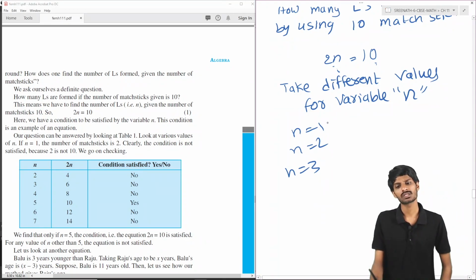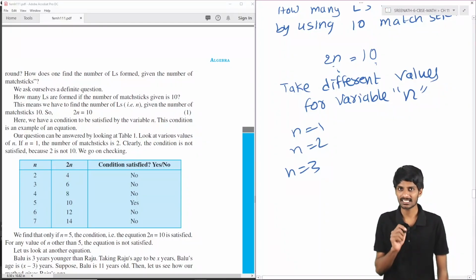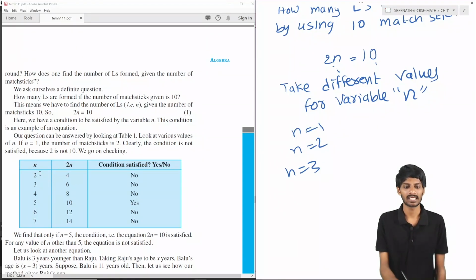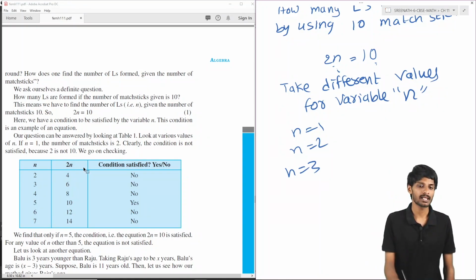So whenever you are substituting the value, that equation has to be satisfied, the condition has to be satisfied. So 2 into n must be equal to 10. So for what value of n will this be equal? Obviously we will do it by trial and error method. We are taking n equal to 2, then 2n equal to 4, n equal to 3, 2n equal to 6. Is the condition satisfied? No. Why? Because 2n must be equal to 10, but 2n here is 4, so no. Here 2n is 6, we want 10, so no.